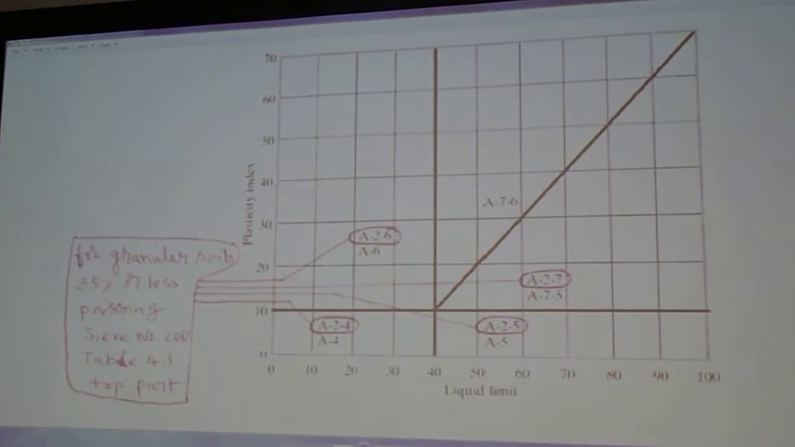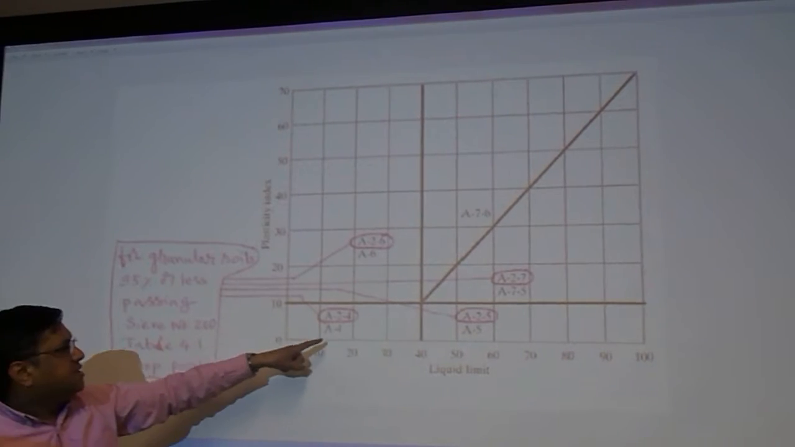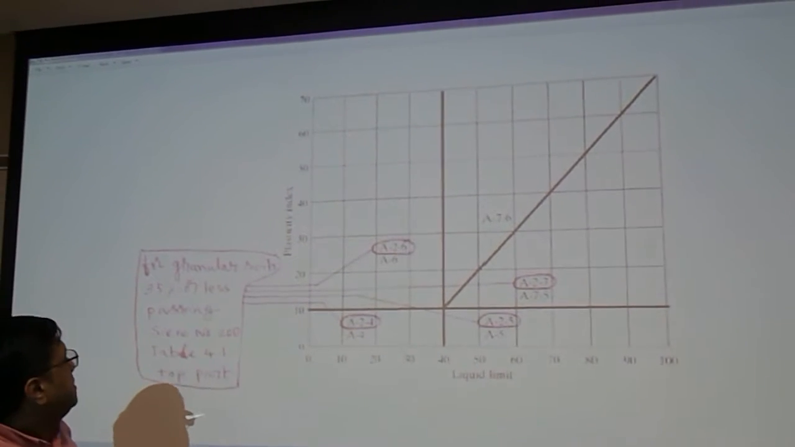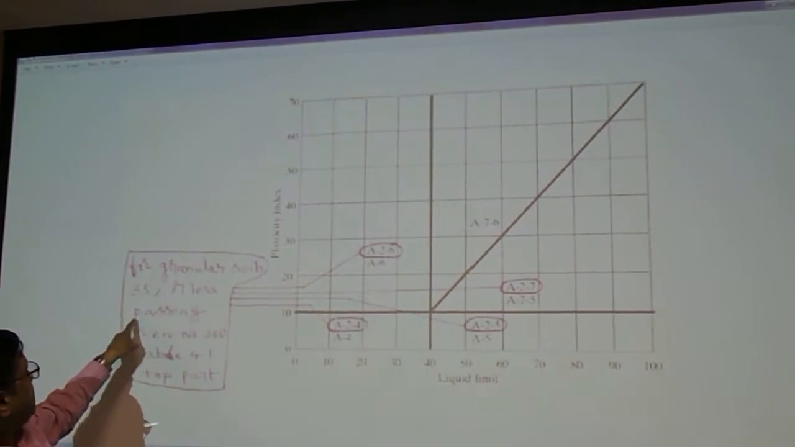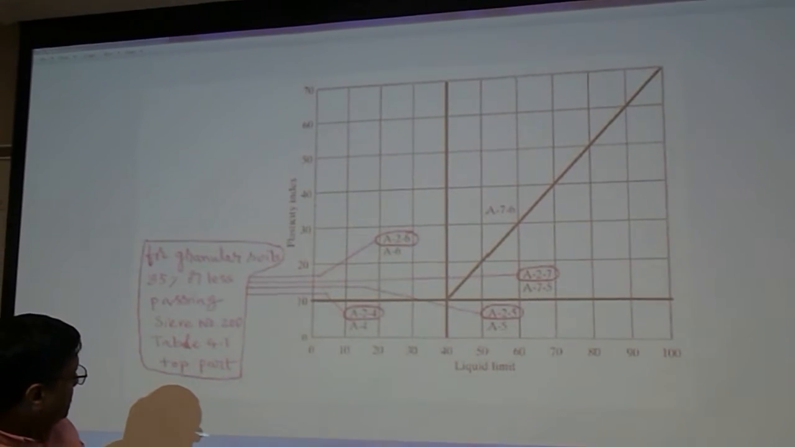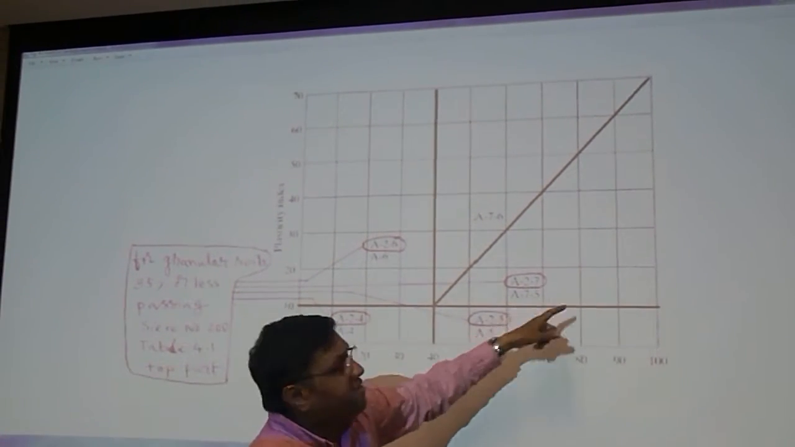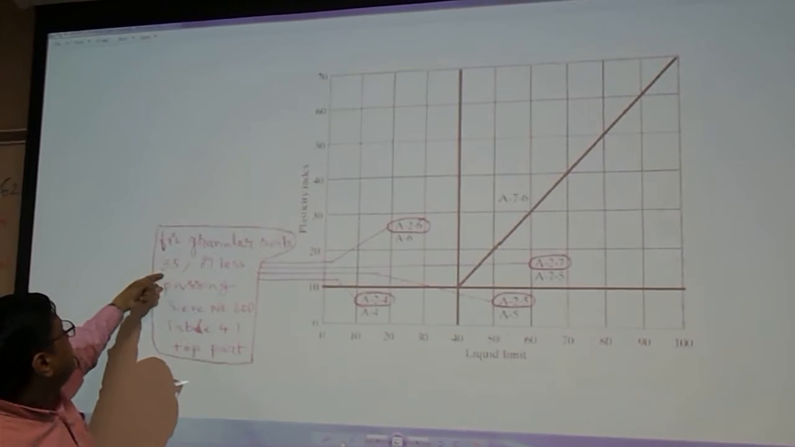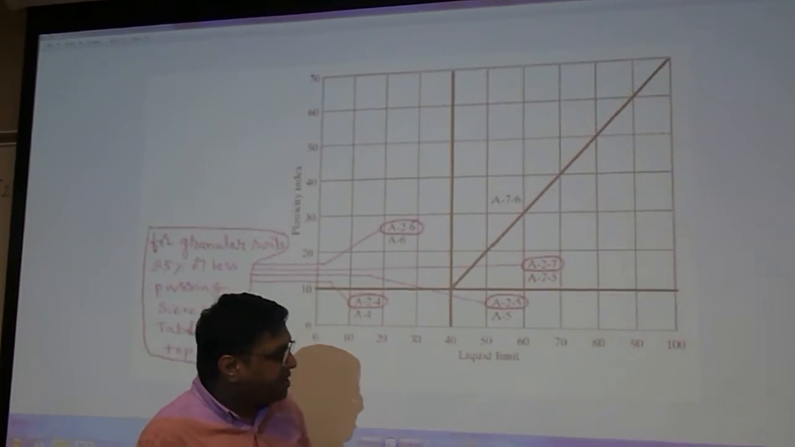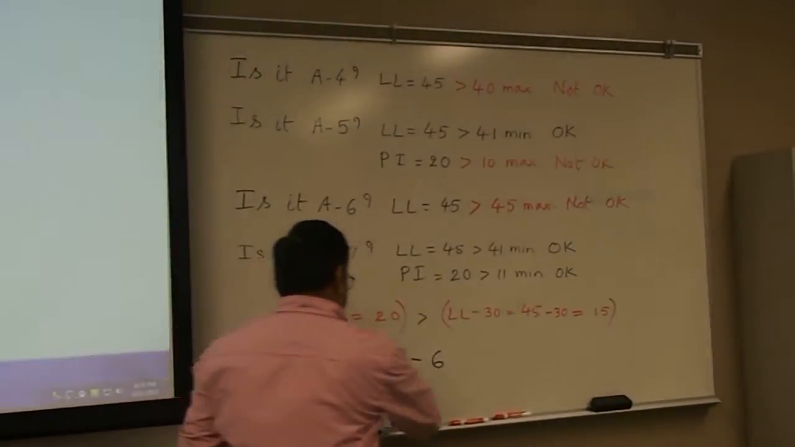The other 4 parts of this figure, they have 2 labels each. So the ones I have circled, A2-6, A2-4, A2-5, A2-7, if we have 35% or less passing number 200 sieve, granular materials, upper top part of table 4.1. A6, A4, A5, A7-5, when we have more than 35% passing, silt clay materials, then we use these labels. So now this plotting here verifies our work that A7-6 is okay.